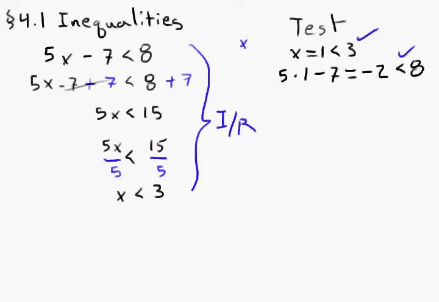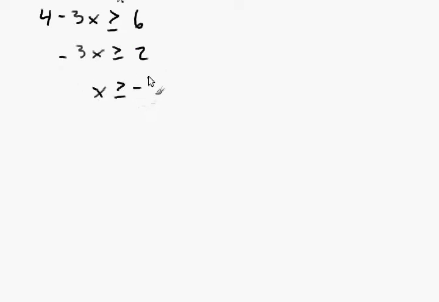Let's try and solve another. 4 minus 3x is greater than or equal to 6. Subtract 4 from both sides. Divide both sides by a negative 3. Okay, again, a little bit of inverse reverse. And now we're going to test.